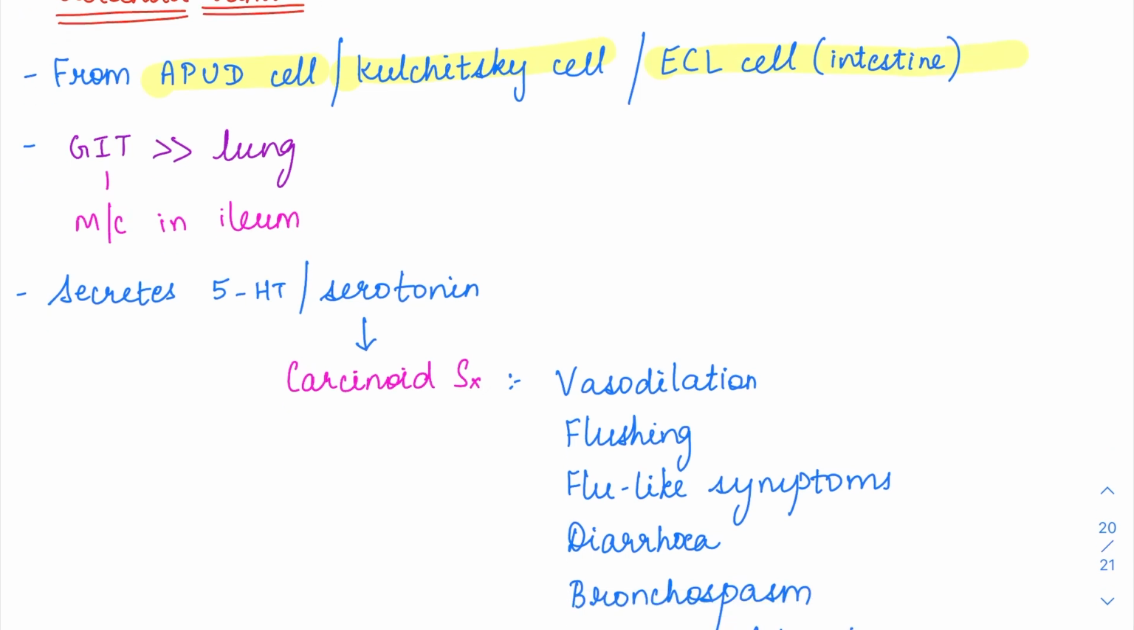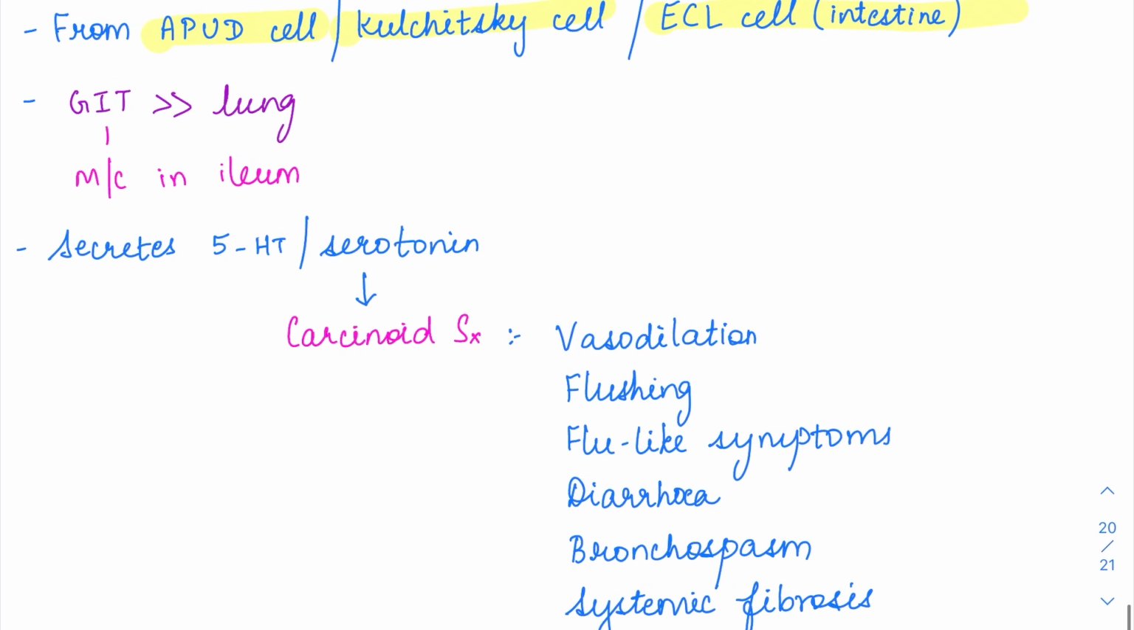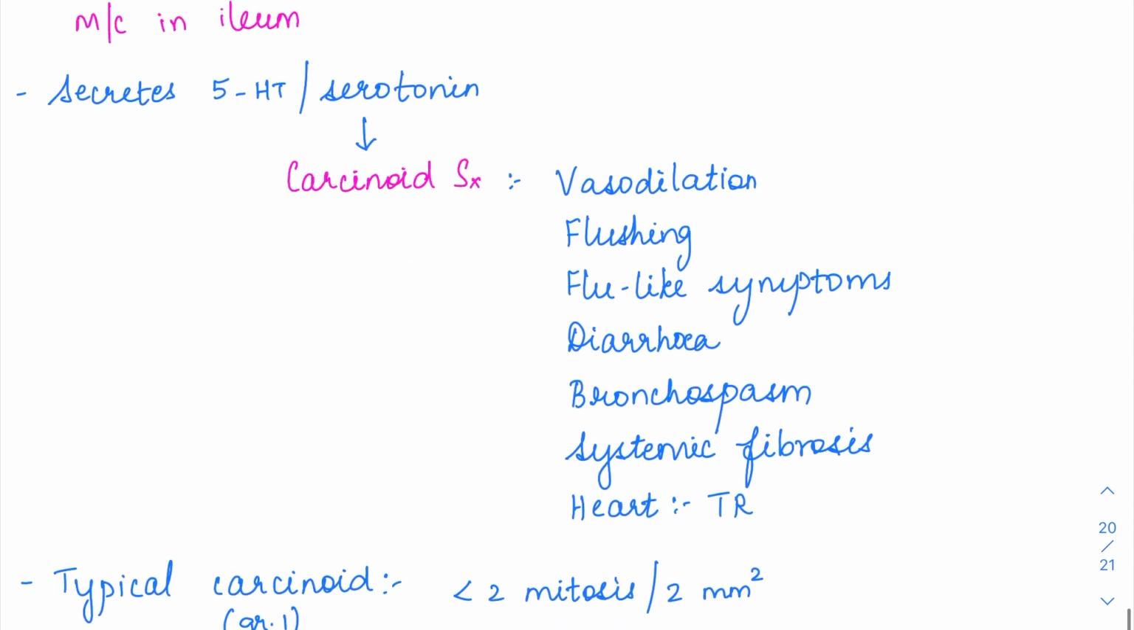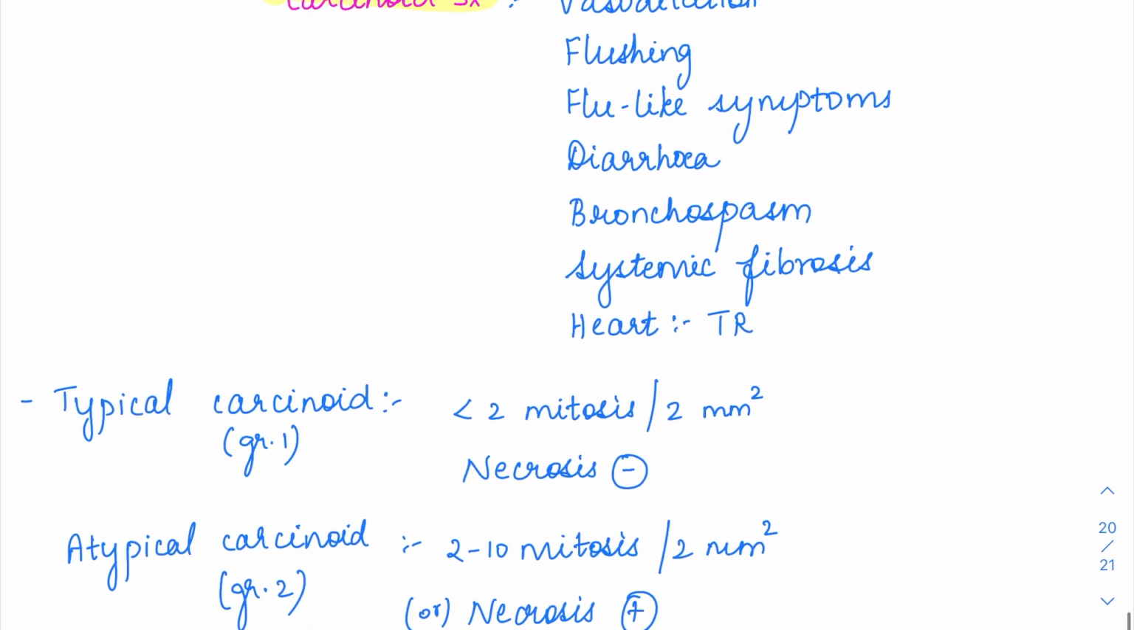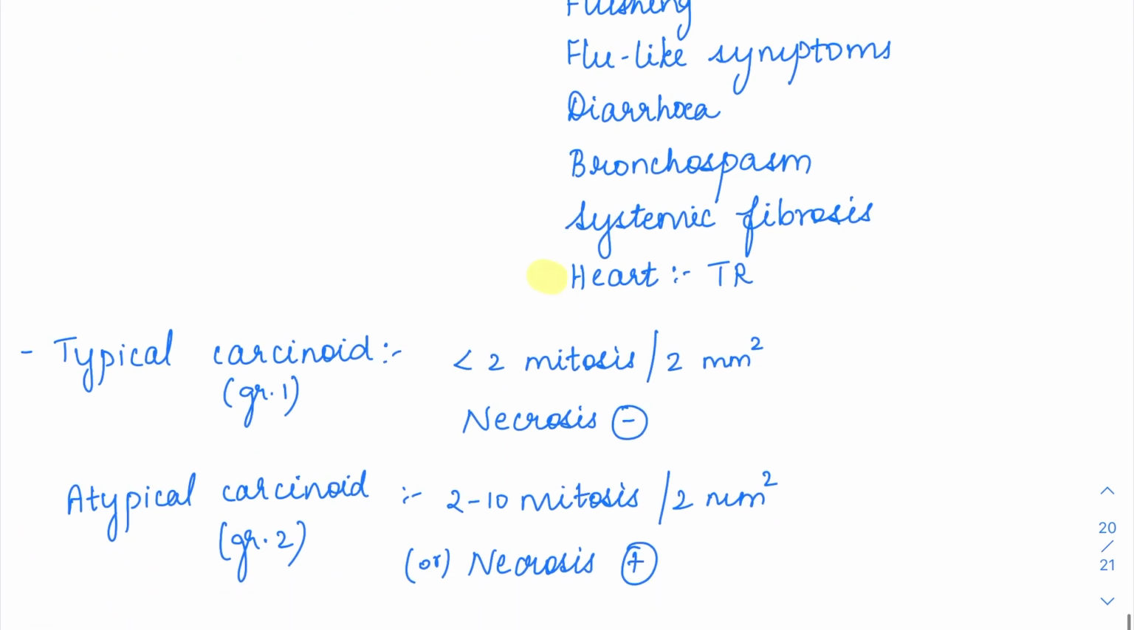Anywhere in the body you can see carcinoid, most commonly in the GIT, that is ileum especially, more than lung. And in heart also we had discussed, these carcinoid tumors will elaborate substances like serotonin, which can cause carcinoid syndrome. Carcinoid syndrome will present with flushing, vasodilatation, diarrhea, flu-like symptoms along with bronchoconstriction. And in heart, we saw that it is going to cause tricuspid regurgitation.